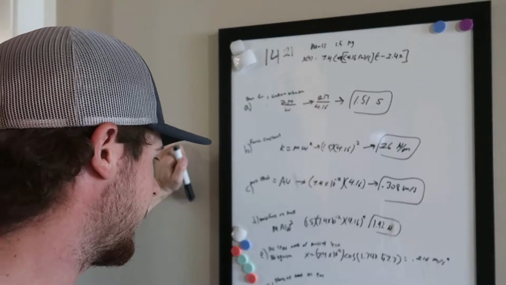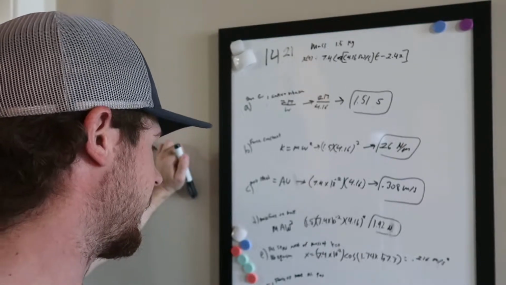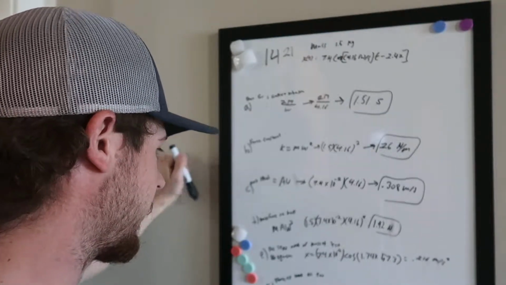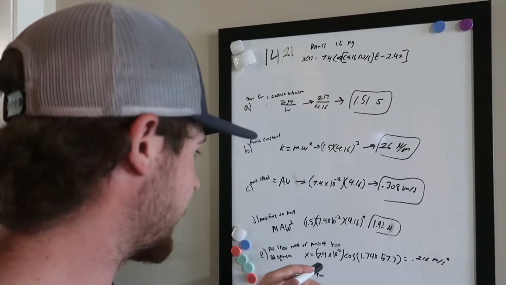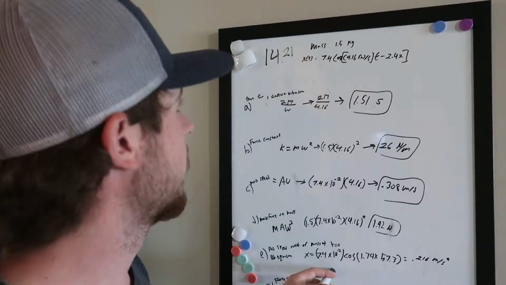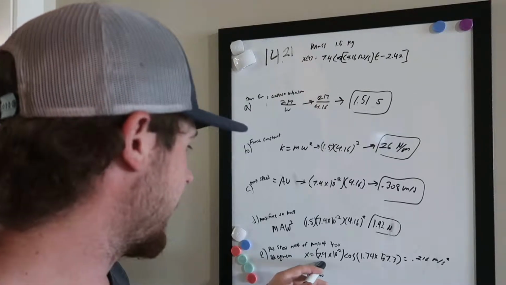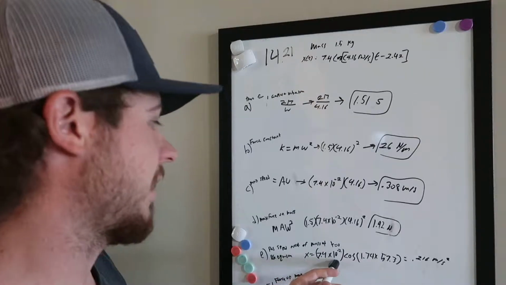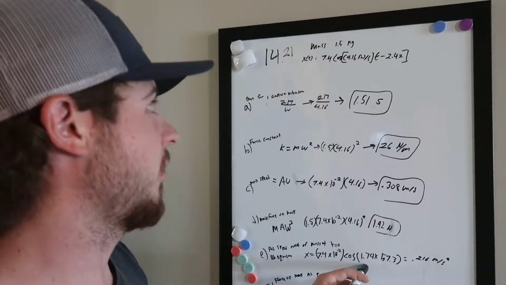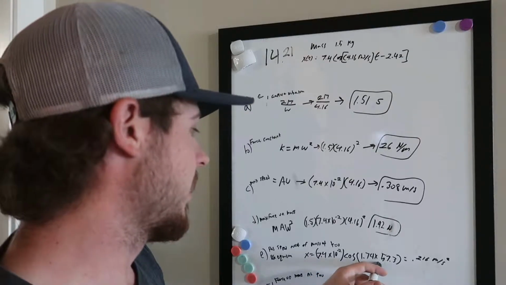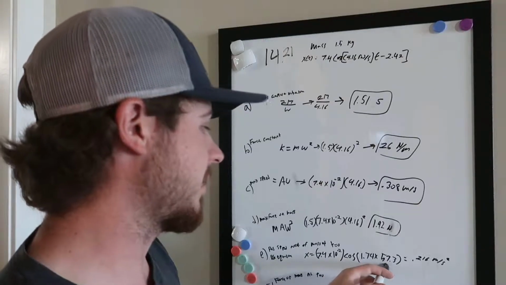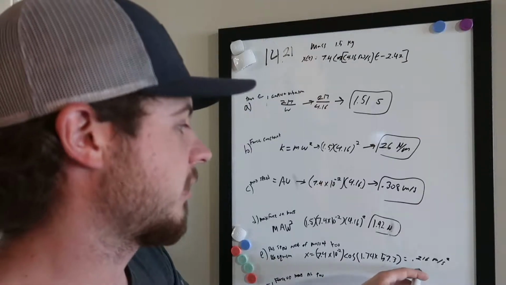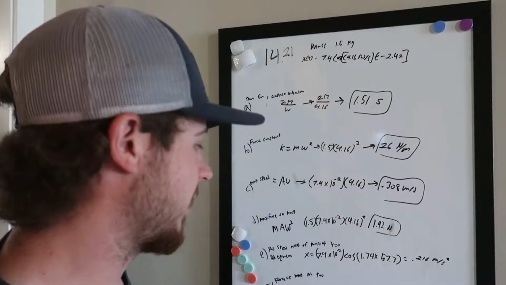And then the acceleration of the mass at t equals 0, and so we're going to be using this equation from up here, and so that's going to look like x equals 7.4 times 10 to the negative second multiplied by the cosine of 1.74 times 57.3, which is 0.216 meters a second squared.